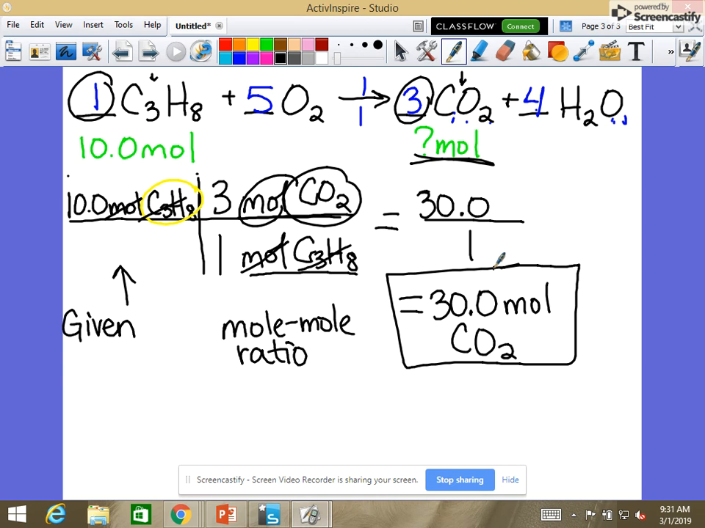You'll notice I also skipped number 4 in my steps, converting from moles to grams, because my question asked me to stop at moles. So I put all 4 steps, but you may not use all 4 depending on what your question gives you and what your question asks of you. All right.